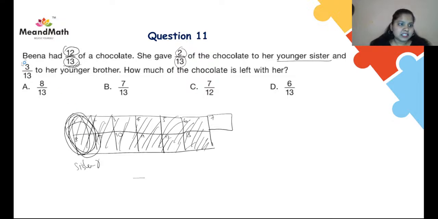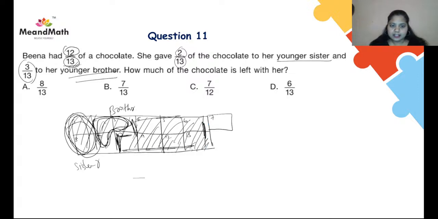And then she's giving 3 by 13 to her younger brother. Now, how much of the chocolate is left with her? So this part clearly belongs to Beena now, right? Okay, so we'll count how many parts she has. 1, 2, 3, 4, 5, 6, 7. So 7 by 13 pieces she has now.